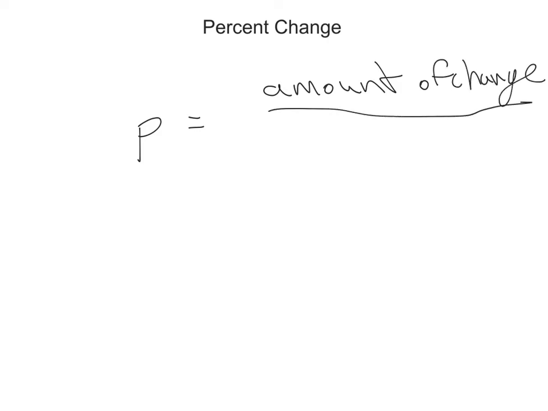A simple equation for finding percent change is P, the percent change, is equal to the amount of change divided by the original amount. So what does that look like in practice?